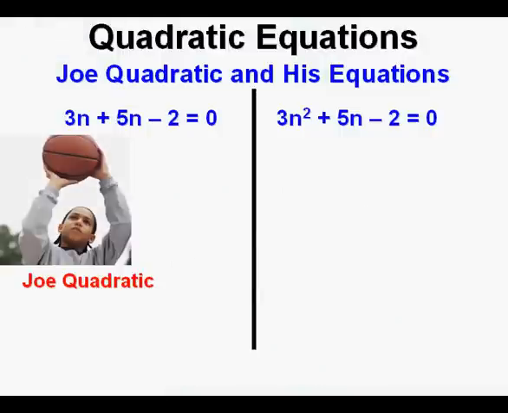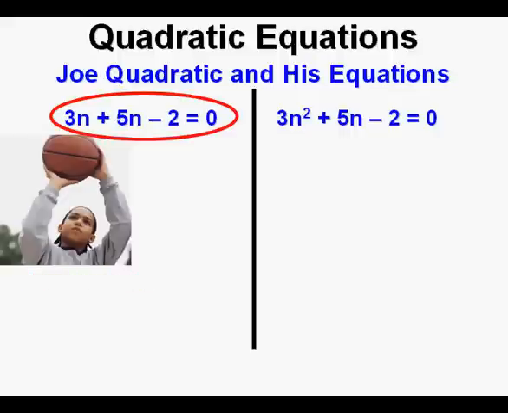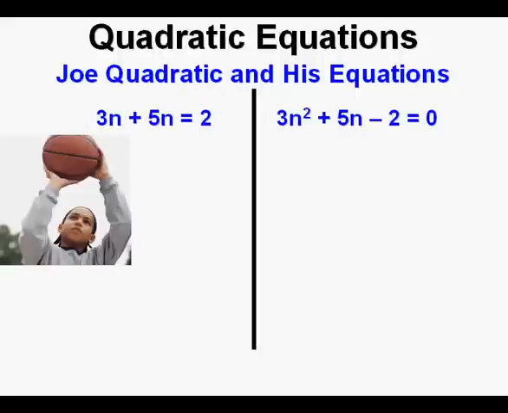This is Joe Quadratic, a basketball player, with his equations. We're going to look at how a quadratic equation comes about. Here Joe has a linear equation, something like you've seen before, 3n plus 5n minus 2 equals 0. His first step might be to say, I'm going to take this minus 2 and move it over to the other side of the equal sign where it changes to positive 2. His next step would be to join these two n terms together, where together they make 8n, 3 plus 5 equals 8, so 3n plus 5n equals 8n.